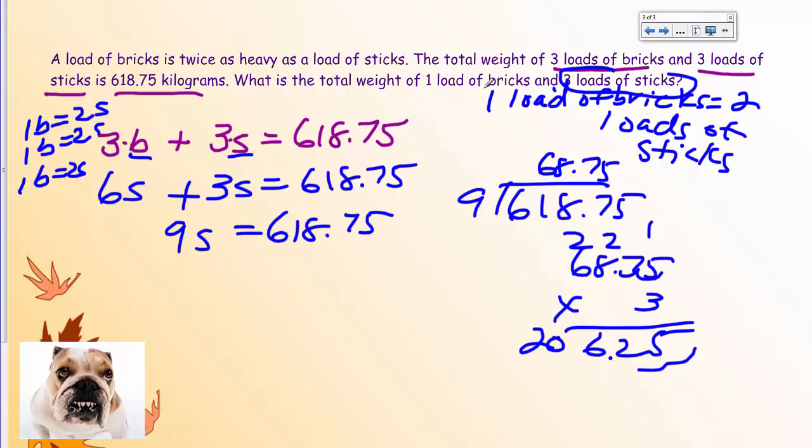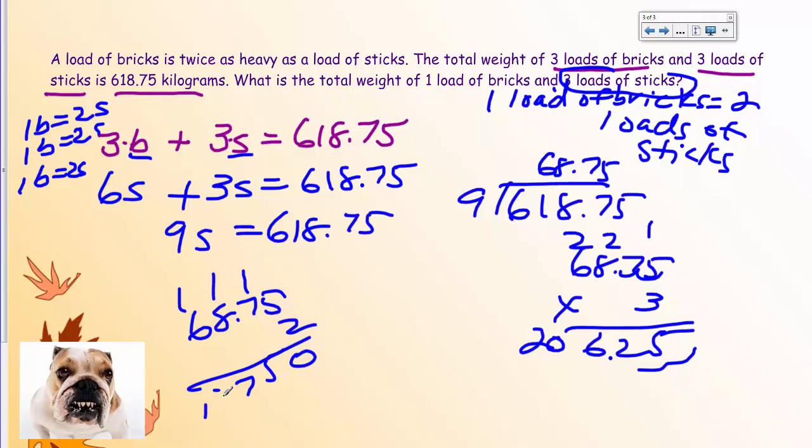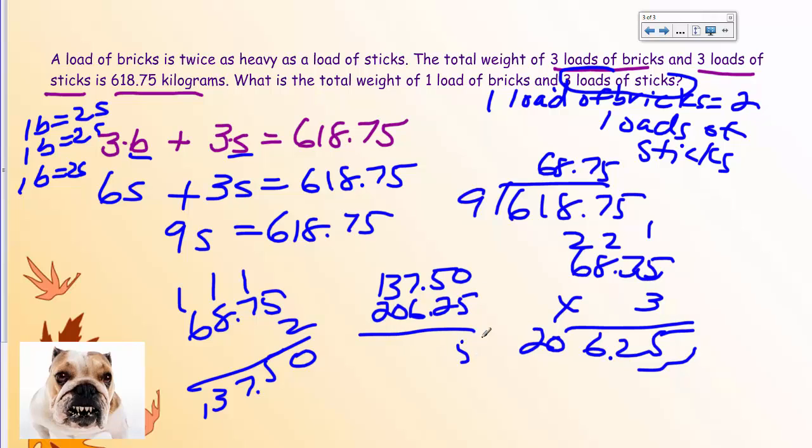But I also have 1 load of bricks. Remember, 1 load of bricks was the same as really 2 loads of sticks. So you could take 68.75, multiply that by 2, and 16, 17, 12, we have 137.50. Now we can add that on to our 206.25, and 13, carry the 1, 4, and as you can see, we get 343.75. That makes sense? It's a lot.